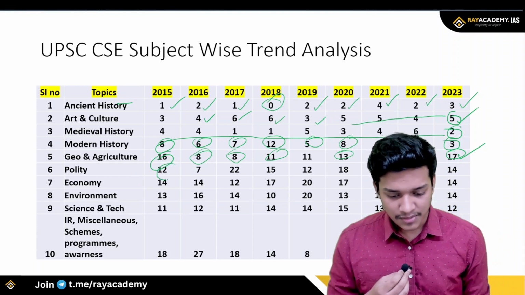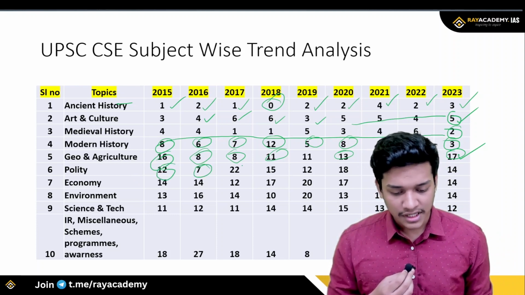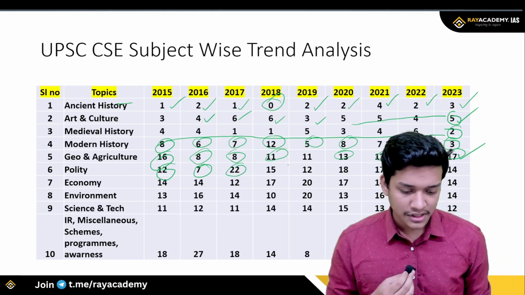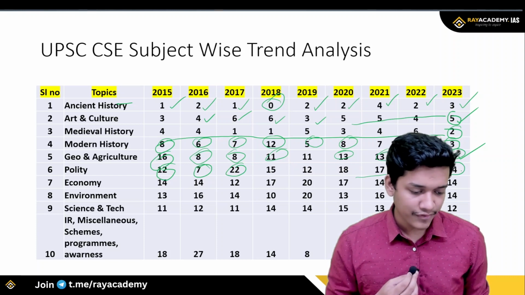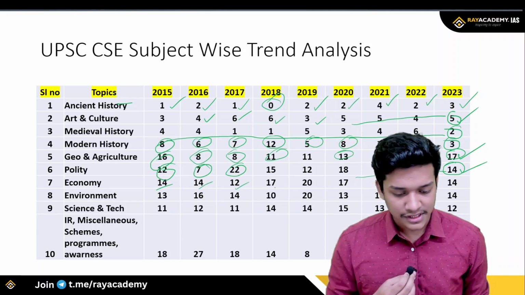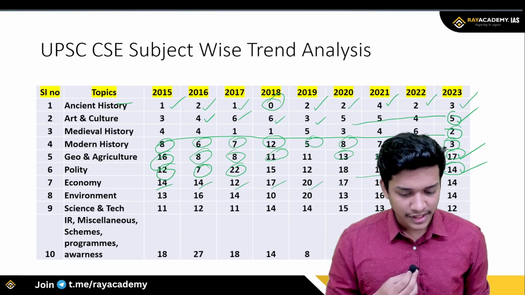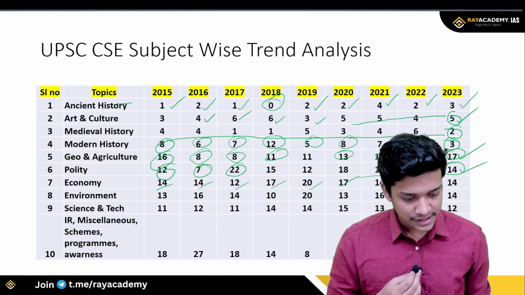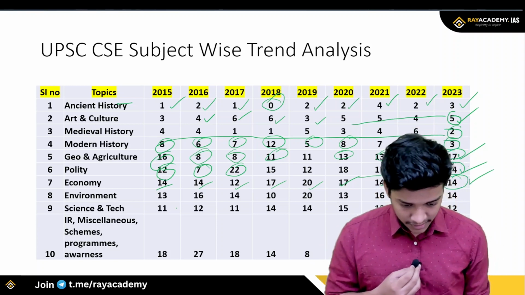Then you can see polity questions, it is also a scoring subject and also has a high weightage in UPSC exams. So you can see a lot of questions have come, and in 2023 there were 14 questions. Similarly, in economy, you can see 14, 12 questions, 17 questions, 20 questions. In 2020 there were 17 questions, then for 2021 14 questions, then 16 questions, then 14 questions. So this is also a high weightage subject.